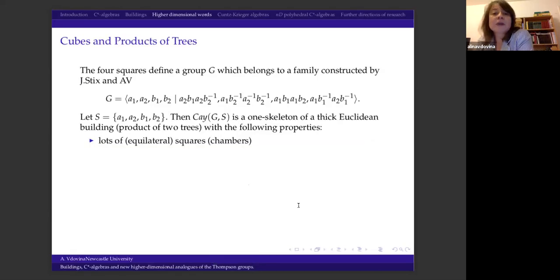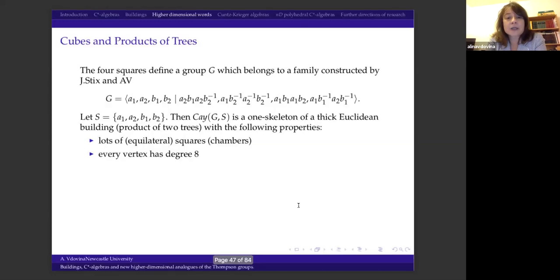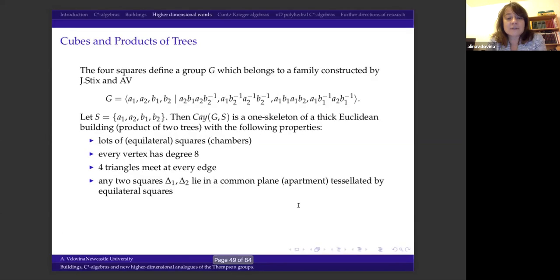Okay, another source of examples is groups which are fundamental groups of square complexes, such that the universal cover is a product of trees. Here I just give two trees, but later on I will have examples acting on products of three trees.